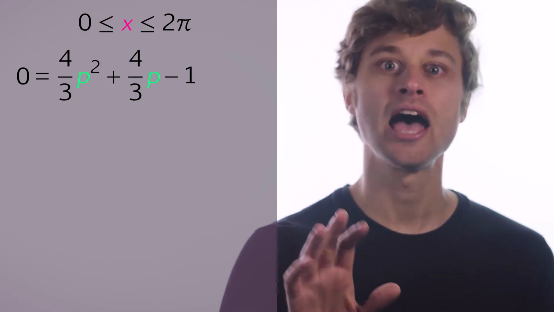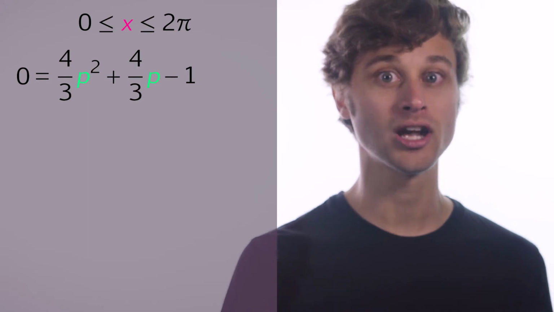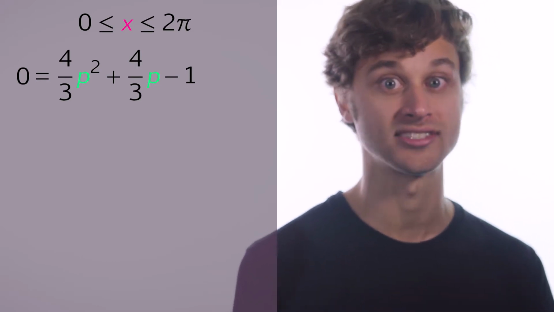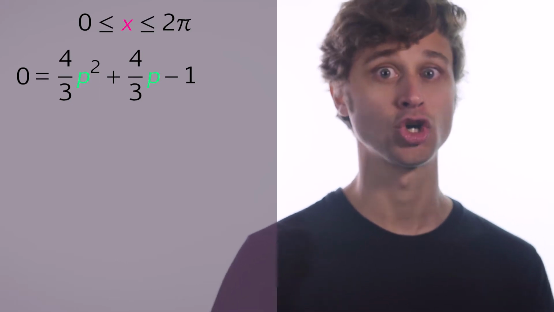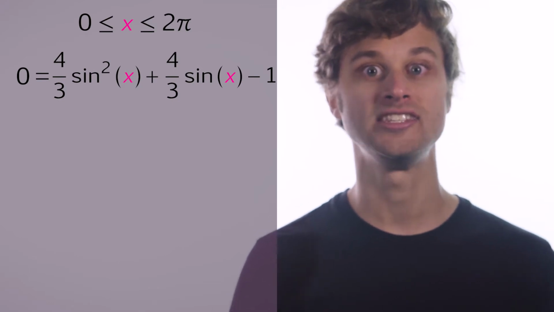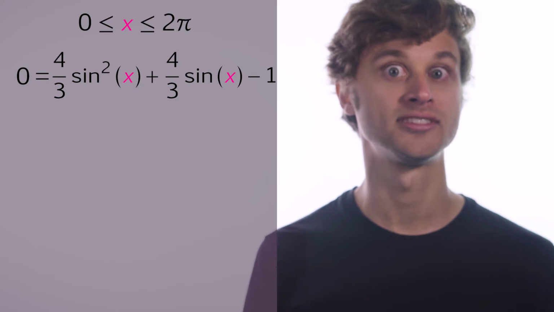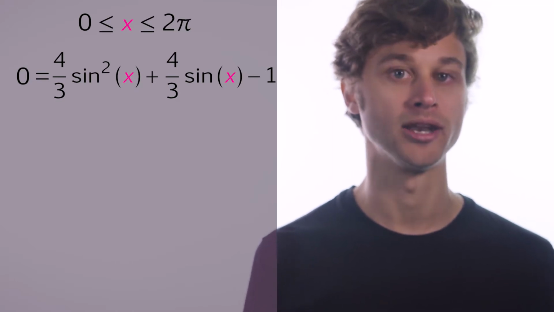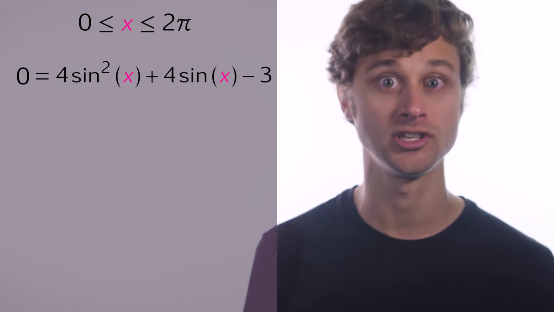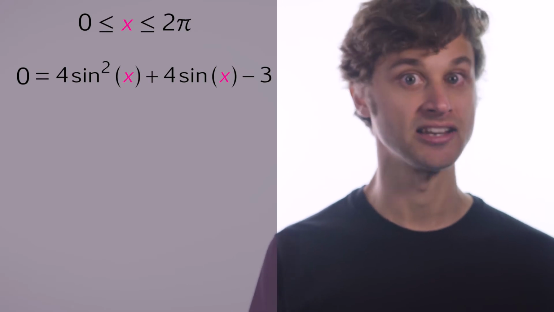Now, as we're solving this, I'm going to leave sine of x in there instead of p, but if it makes you feel more comfortable to leave p in there and then make the substitution back into sine of x at the end, then that's totally fine. But here, we're going to be working with sine of x. So now, I have 0 is equal to 4/3 sine squared x plus 4/3 sine x minus 1. Now, I'm going to multiply through by 3 to clear the fraction, so I get 0 is equal to 4 sine squared x plus 4 sine x minus 3.